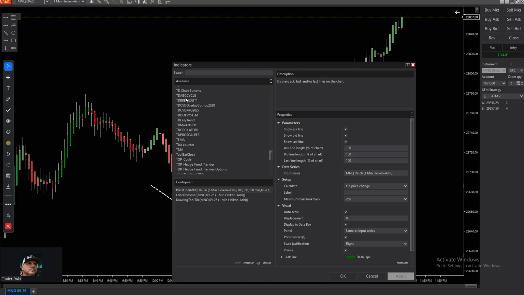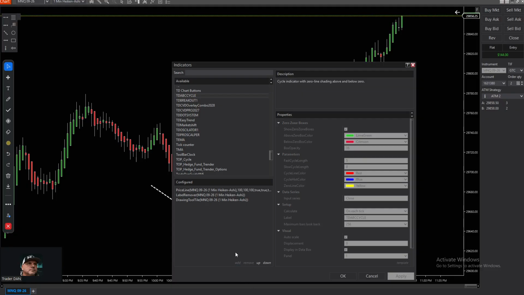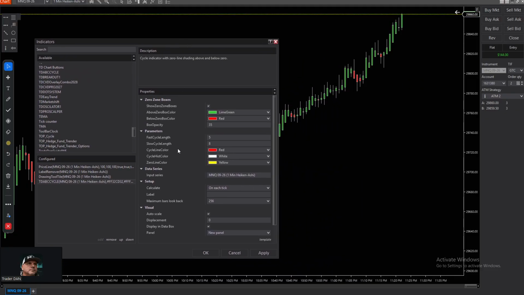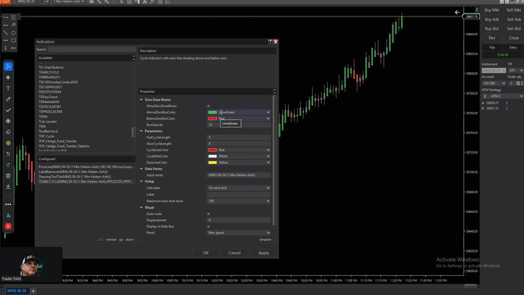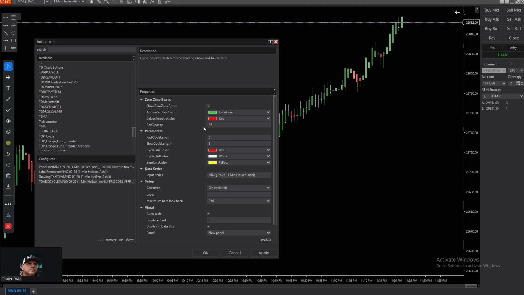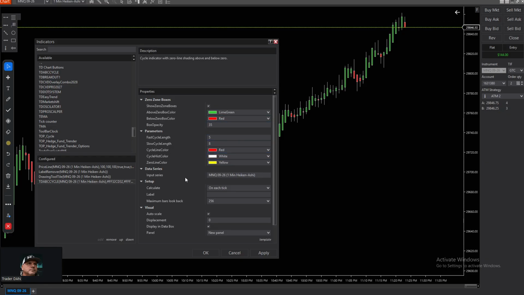Just a couple of things here, right? We're going to put in the TD ABC cycle, and right out of the box, I'm going to show you, right? It's going to show zone boxes. We're not really using the boxes, okay? We're using the zero line to trade the box above and box below. I'll show you that they turn red and green when we break out. You want an ABC cycle, which I'll go over with you.